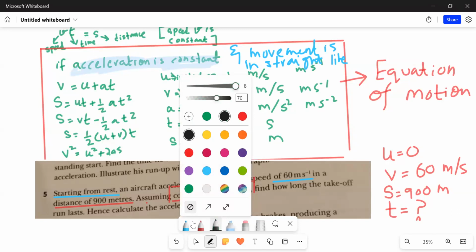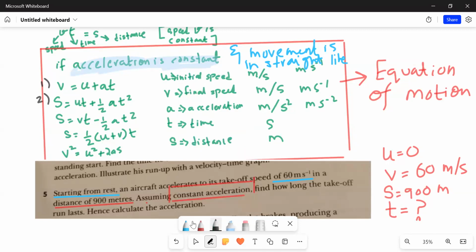Let me label them for convenience. 1, 2, 3, 4, 5. Which one should we use? And 4. It has distance. Yes, we have distance. It has U. We have U. It has V. And it has T. Yes. So it's going to be the fourth one.